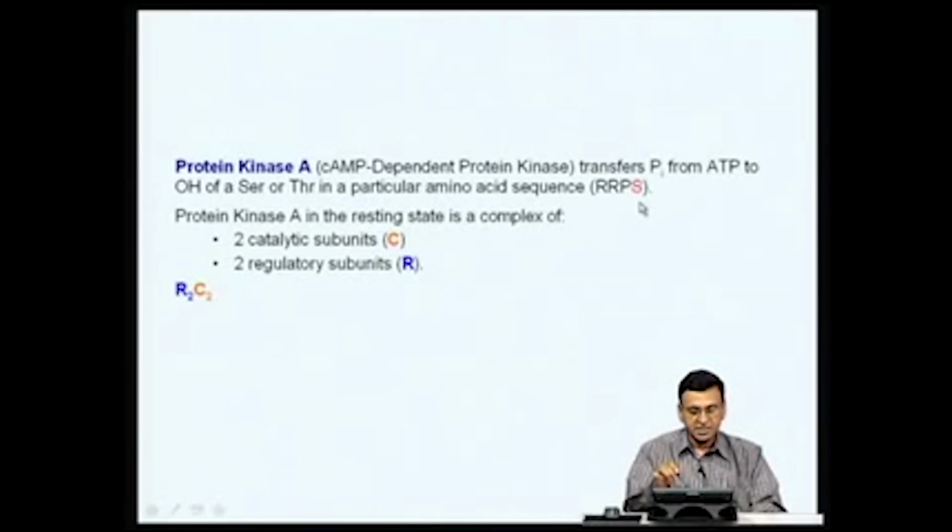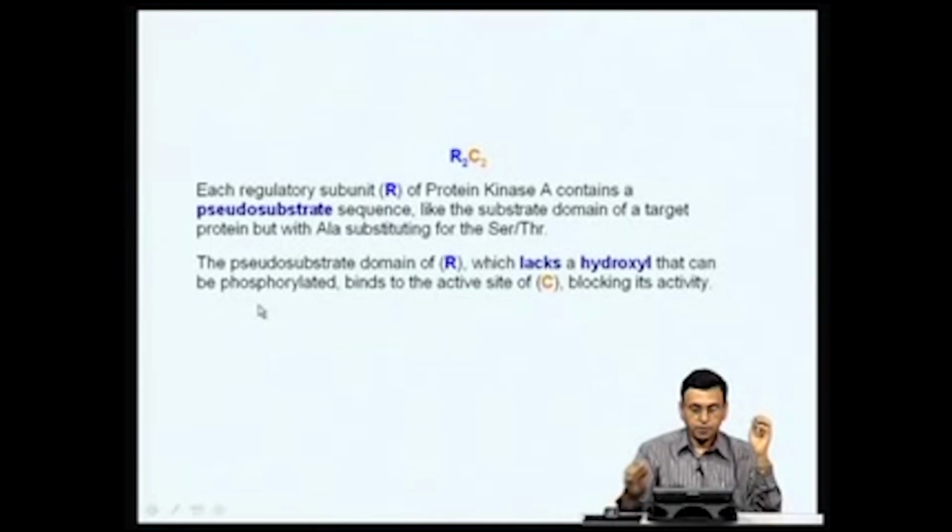Protein kinase A in the resting state comprises two catalytic subunits and two regulatory subunits, and usually it is designated as R2C2. As long as the catalytic subunits are associated with regulatory subunits, it is in an inactive form. Now, what does cyclic AMP do? The regulatory subunit of protein kinase A contains a pseudosubstrate sequence like the substrate domain of a target protein, but with alanine substituting serine or threonine. And as you can see, alanine cannot be phosphorylated, and therefore it remains inactive. The pseudosubstrate domain of the regulatory subunits, which lacks a hydroxyl that can be phosphorylated, binds the active site of the catalytic subunit, thereby blocking its activity. So, this is how, when the catalytic subunit is associated with the regulatory subunit, protein kinase A remains in an inactive form.